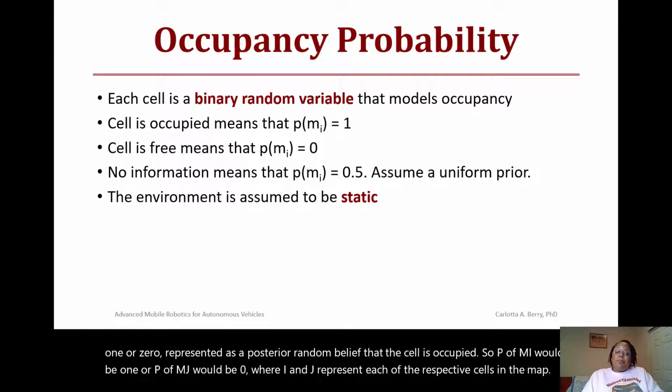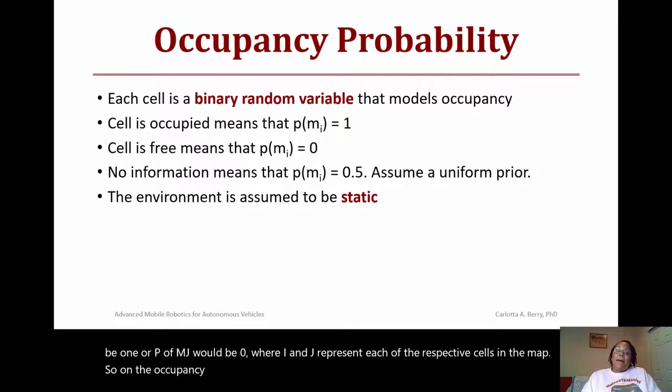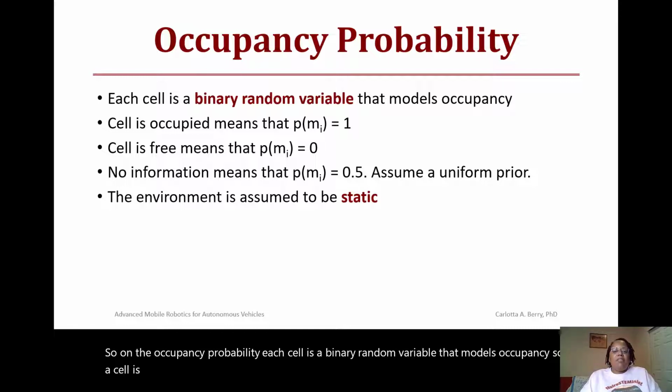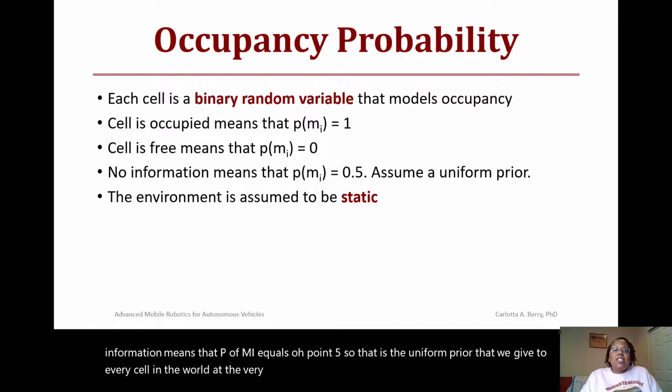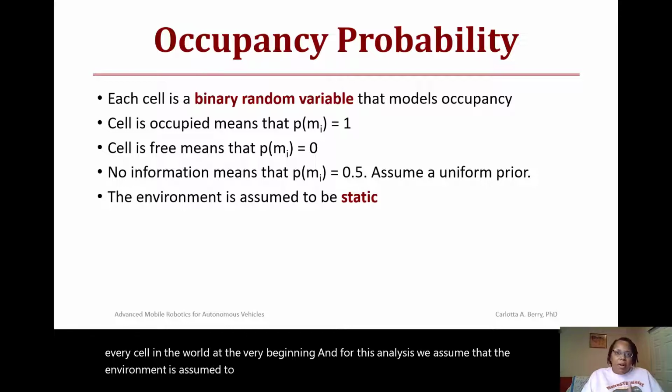So in the occupancy probability, each cell is a binary random variable that models occupancy. So a cell is occupied, as we just said, if P of Mi equals 1, or a cell is free if P of Mi is equal to 0. No information means that P of Mi equals 0.5. So that is the uniform prior that we give to every cell in the world at the very beginning. And for this analysis, we assume that the environment is static. So people aren't walking around, doors aren't opening and closing, etc.